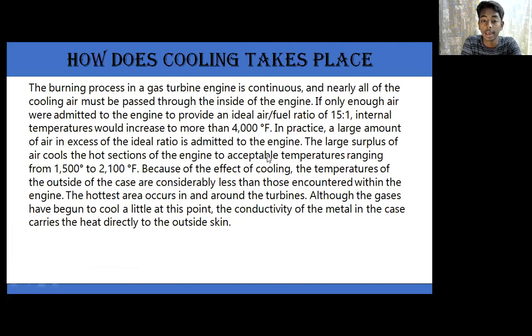The burning process in a gas turbine engine is continuous, and nearly all of the cooling air must be passed through the engine. If only enough air were admitted to the engine to provide an ideal air to fuel ratio of 15:1, internal temperatures would increase to more than 4,000 degrees Fahrenheit. In practice, a large amount of air in excess of the ideal ratio is admitted to the engine. The large surplus of air cools the hot sections of the engine to accept temperatures ranging from 1500 Fahrenheit to 2100 Fahrenheit.